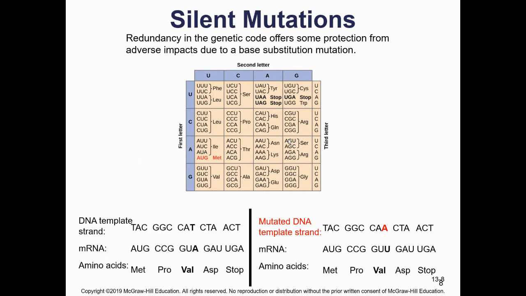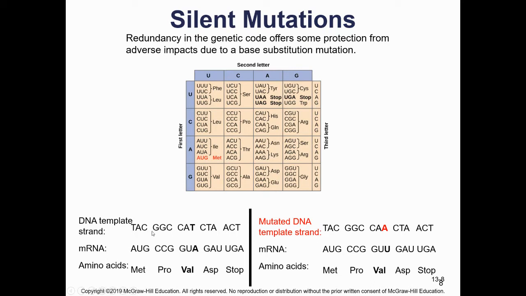Sometimes a base substitution can lead to a silent mutation. That's because of the redundancy in the genetic code. It offers us some protection from adverse impacts. That redundancy, we see wobble room in this third pair. I can make a mistake here, and I'm going to get the right amino acid. I can substitute either one of those two and get the right amino acid. I have all four of these options in this third pair to get the correct amino acid. So I have some protection here through this redundancy, not complete protection, but I have multiple ways to get many of my amino acids. So for example, I could have a base pair substitution here.